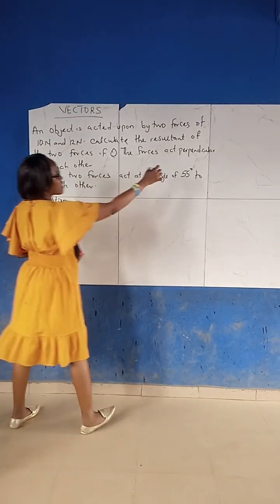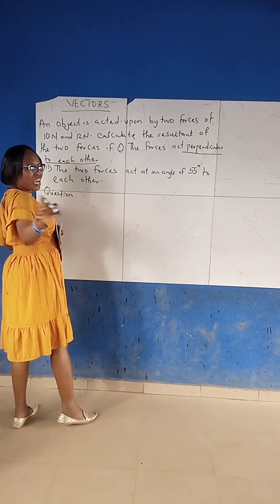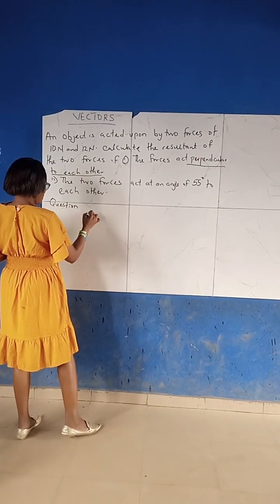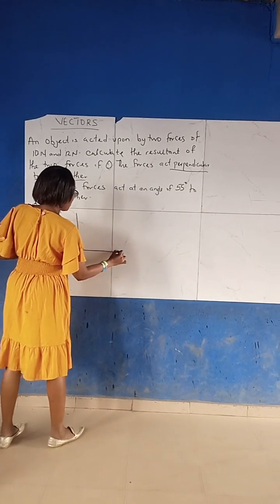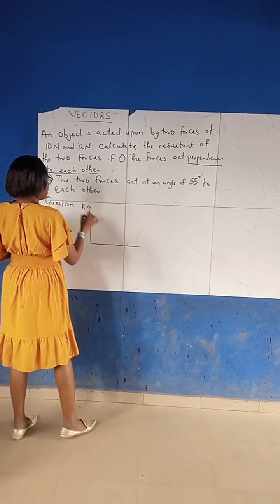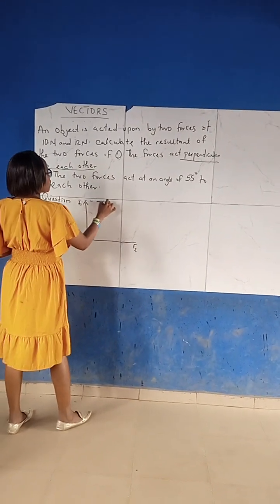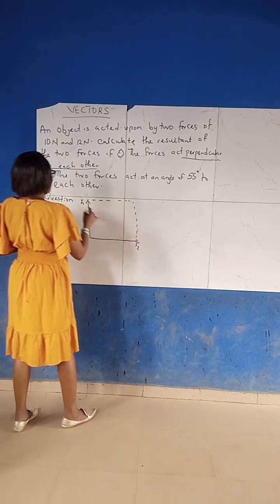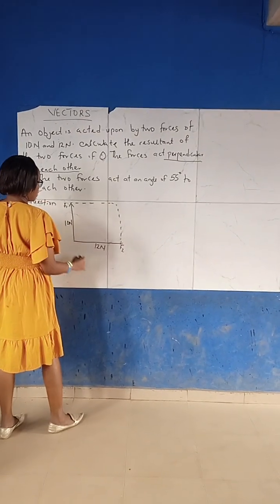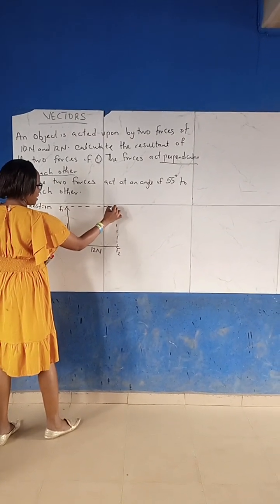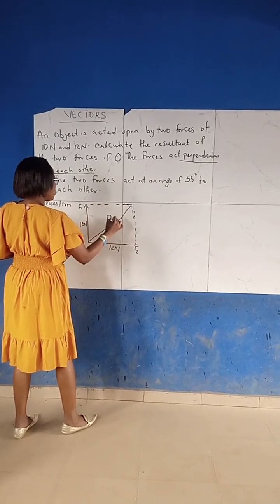When two forces are perpendicular to each other, it means the two forces are at right angles to each other. So let's take force 1, which is 10, and force 2, which is 12. This is my F1, this is my F2. I'm going to complete this rectangle. My F1 is 10 Newton, my F2 is 12 Newton. To get the resultant, I'm going to find the diagonal of this, which is my resultant.